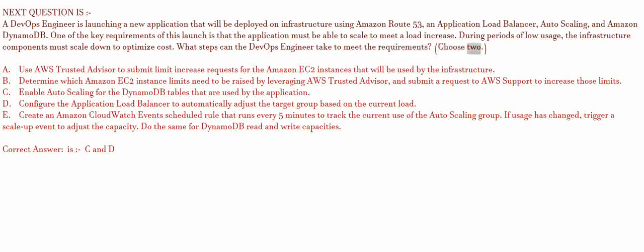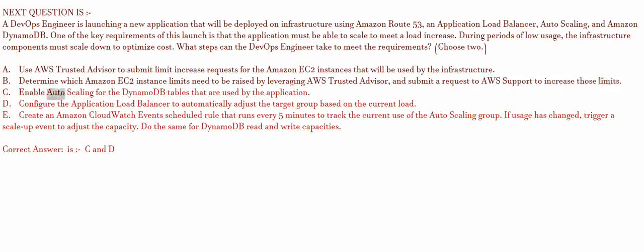Choose 2. A. Use AWS Trusted Advisor to submit limit increase requests for the Amazon EC2 instances that will be used by the infrastructure. B. Determine which Amazon EC2 instance limits need to be raised by leveraging AWS Trusted Advisor, and submit a request to AWS support to increase those limits.